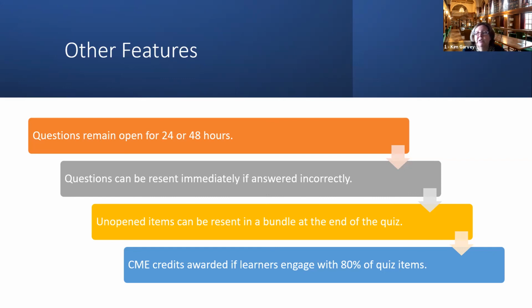CME credits are generally awarded, CME, CNE, and CE credits, depending on what learner type. We generally award 80% for all engagement of quiz items. So basically on a 20-question quiz, if you interact with 16 of those questions, you open them and you try to answer it correctly or incorrectly, you'd be able to get credit.